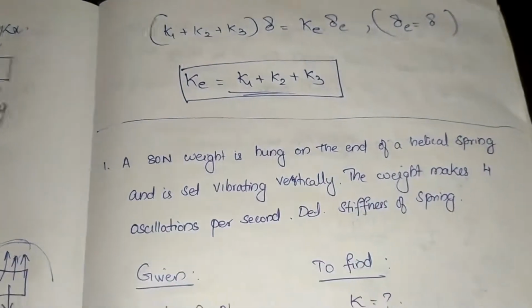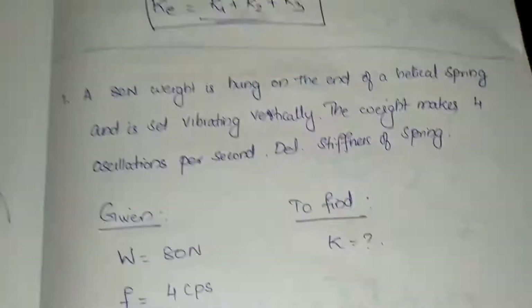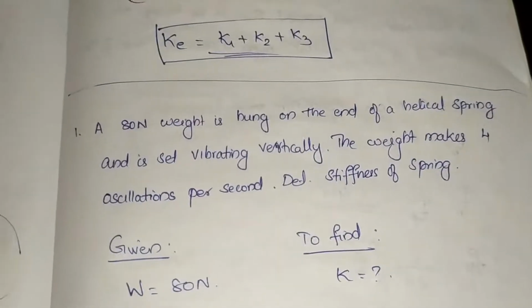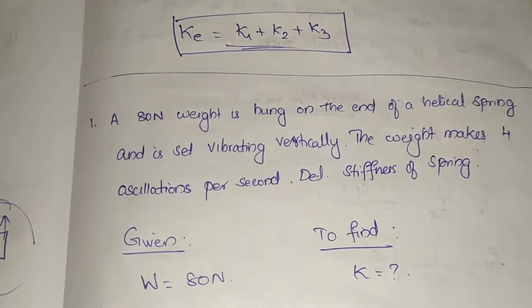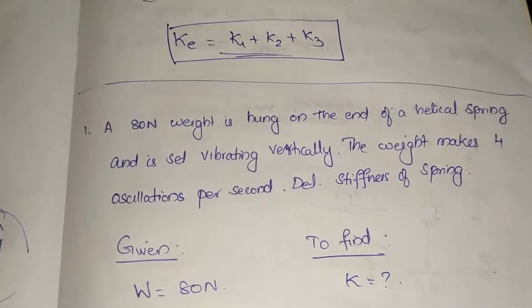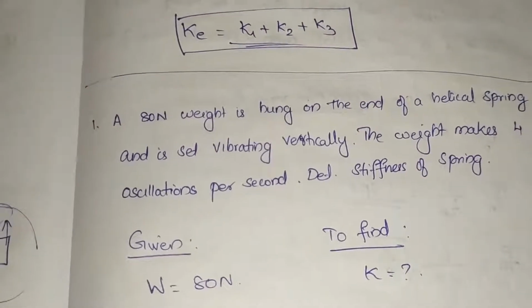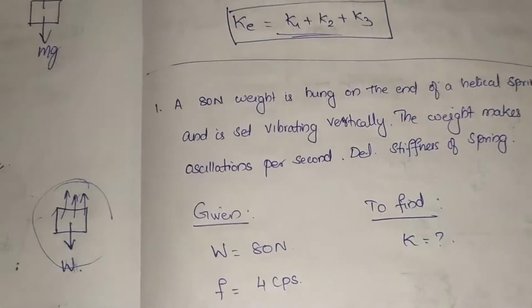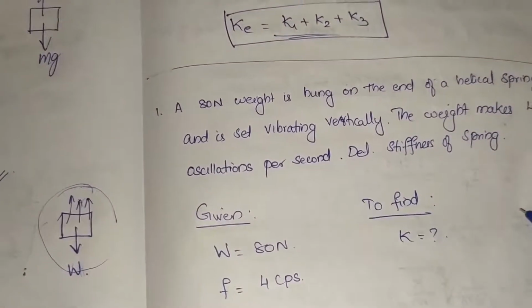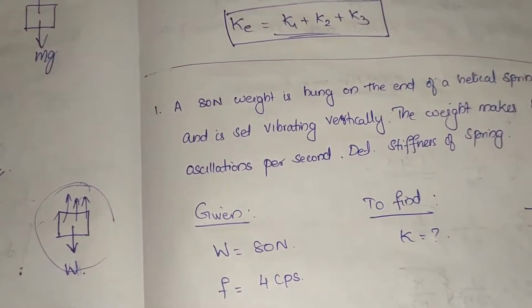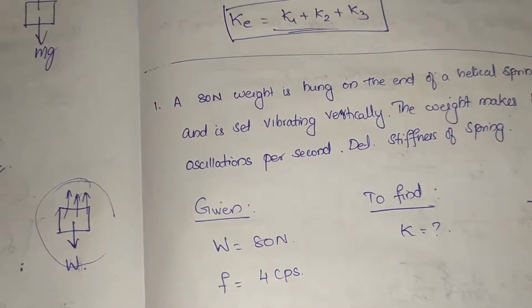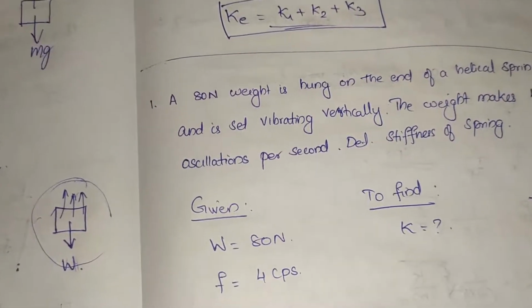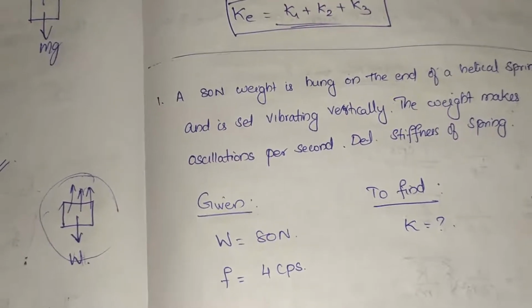Okay, now we'll do some problems regarding this. An 80 Newton weight is hung on the end of a helical spring and is set vibrating vertically. The weight makes 4 oscillations per second. Determine the stiffness of the spring. So we have an 80 Newton weight on a spring.